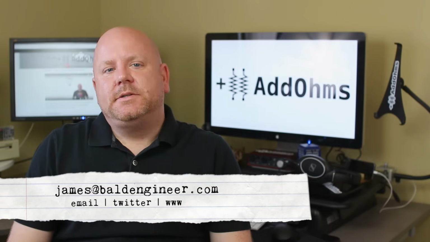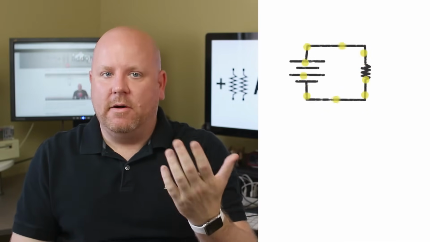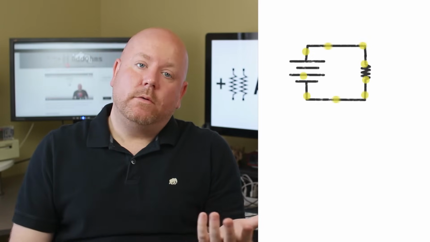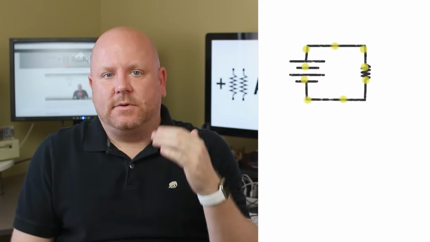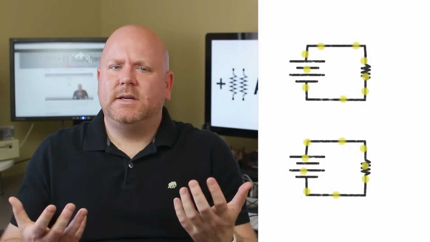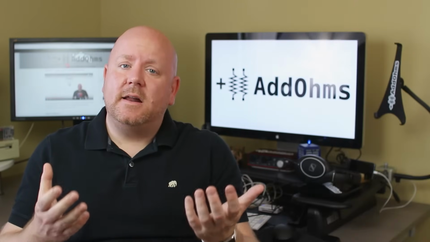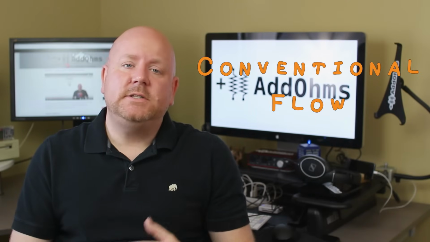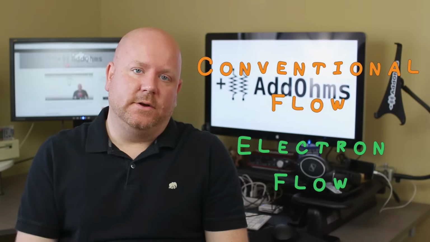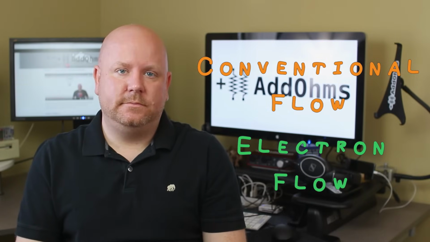One of the most common questions I get is on the direction I draw current flowing. In my animations, I typically show current flowing from positive to negative. However, you might have learned in school or read on the internet that current flows from negative to positive, which is actually true. So then, are all my drawings wrong? Well, no, because we can analyze circuits with either conventional flow or electron flow, which is what we'll talk about in this episode of AddOhms.